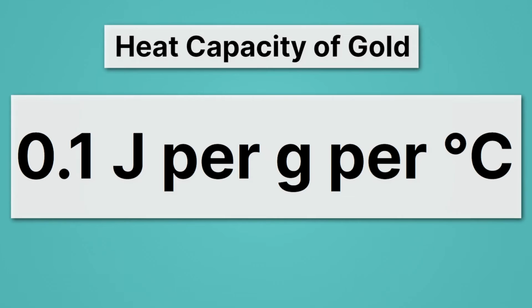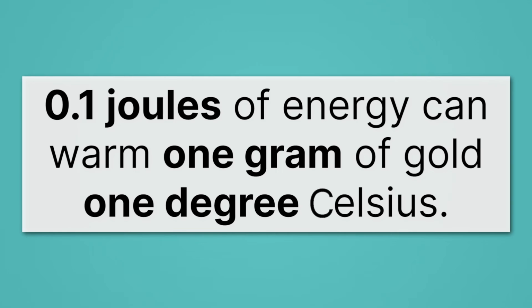Compare that to the heat capacity of gold. Here we see that the heat capacity of gold is 0.1 joules per gram per degree Celsius. So all I need is just 0.1 joules to heat 1 gram of gold 1 degree Celsius. You can see that gold takes much less energy to warm up. It takes 0.1 joules of energy to warm 1 gram of gold 1 degree Celsius.